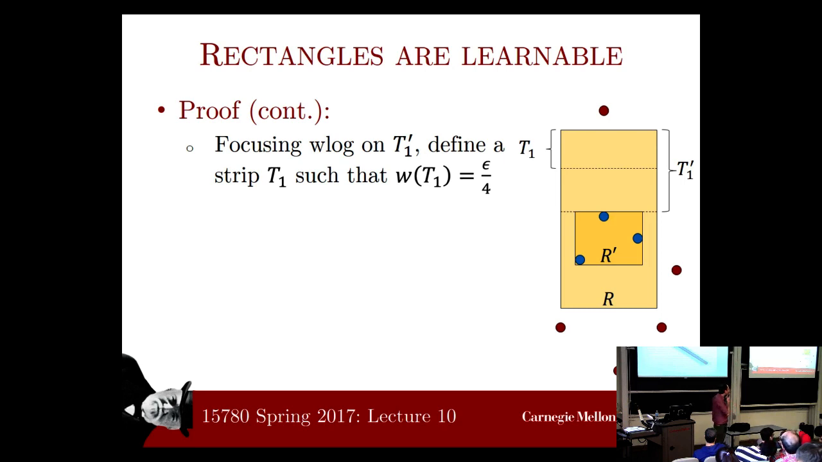Good question. So Alex is asking, why does it exist? Notice that if R has weight less than epsilon, then the whole thing is obvious, because the only thing we care about is the weight of R minus R prime. If all of R has weight less than epsilon, then there's no problem. Therefore, we can assume R has weight at least epsilon, and then if we push from the top boundary down enough, we'll hit epsilon over 4.